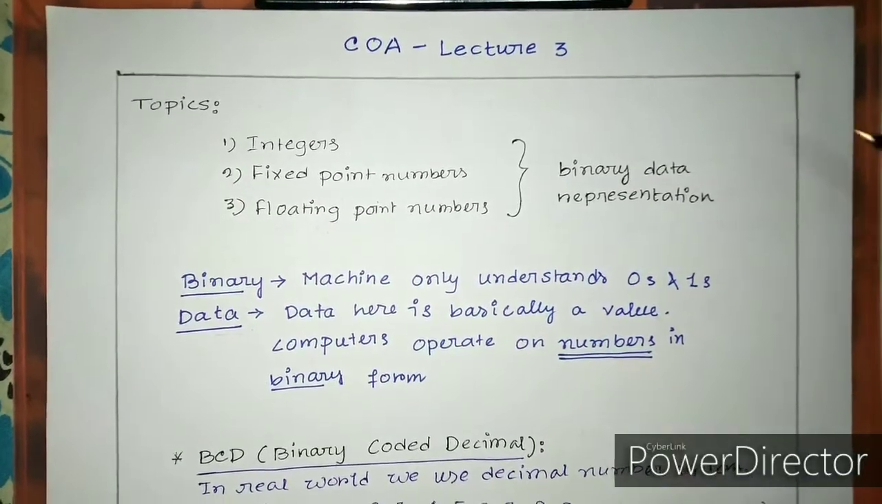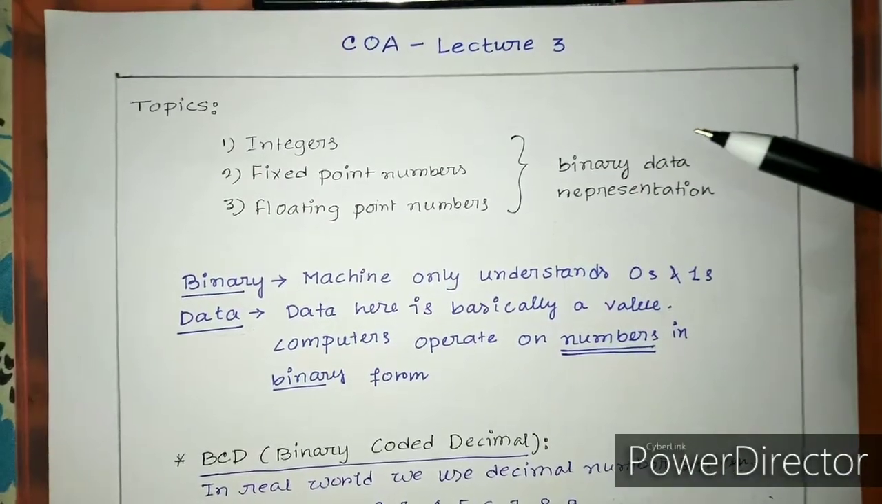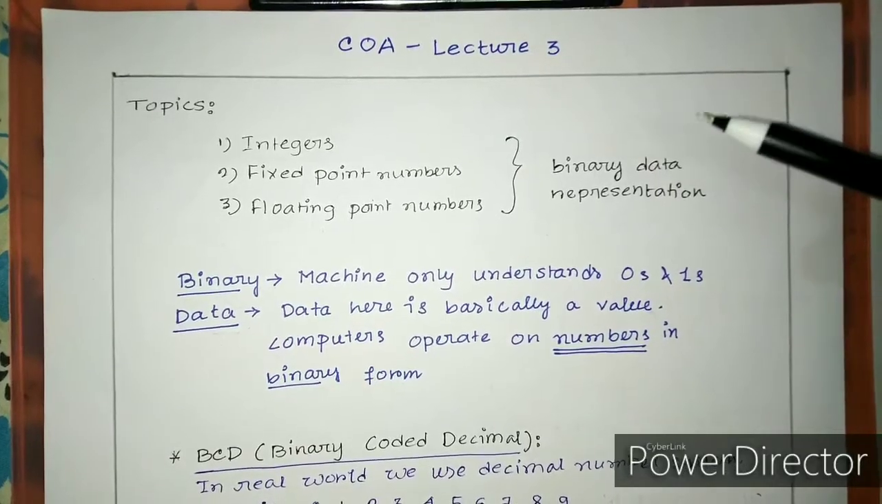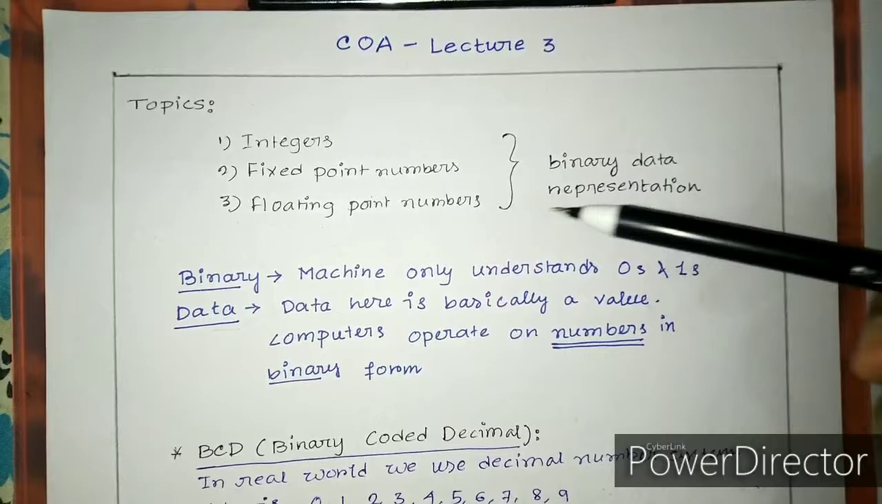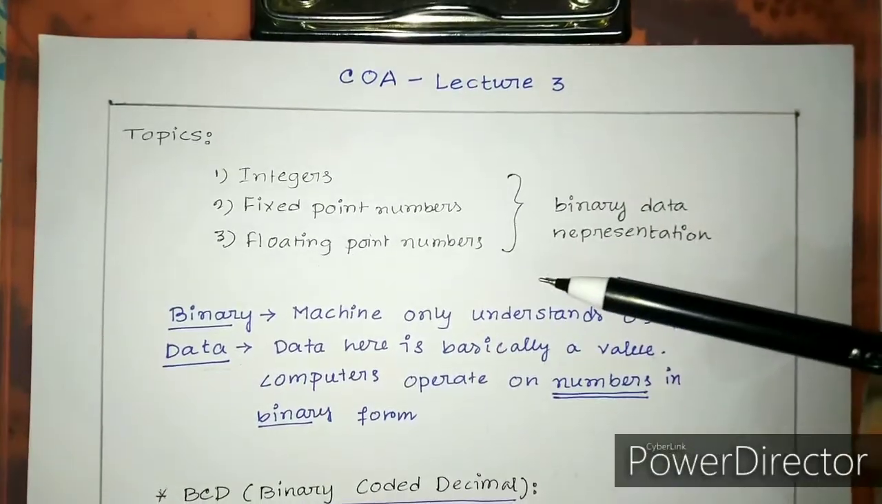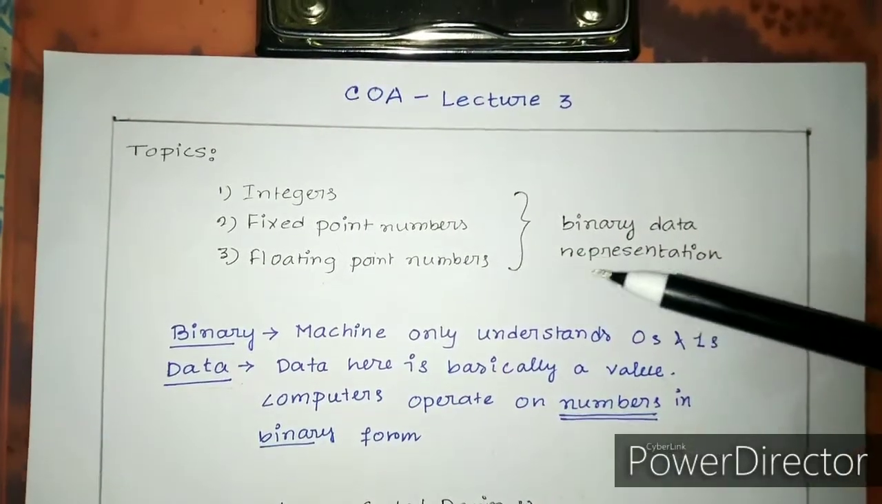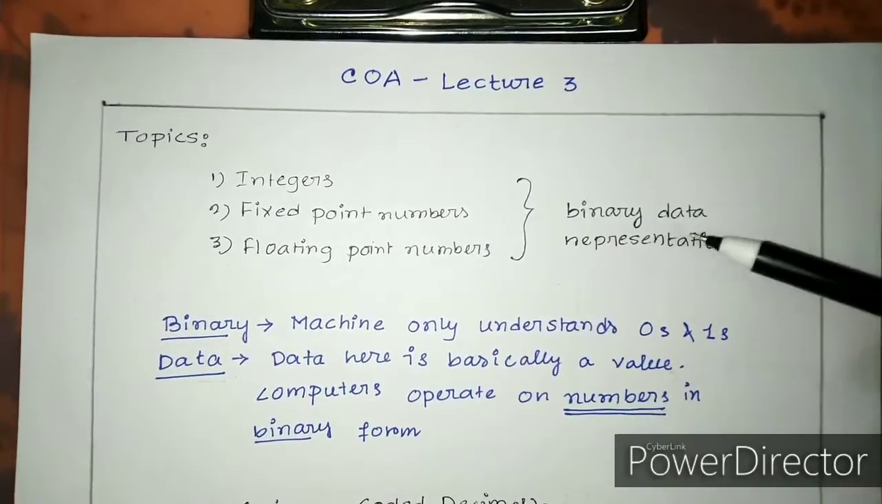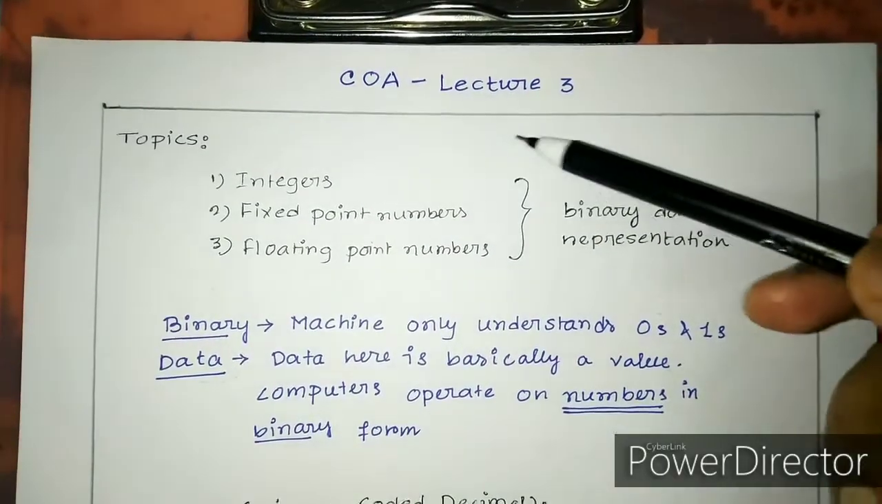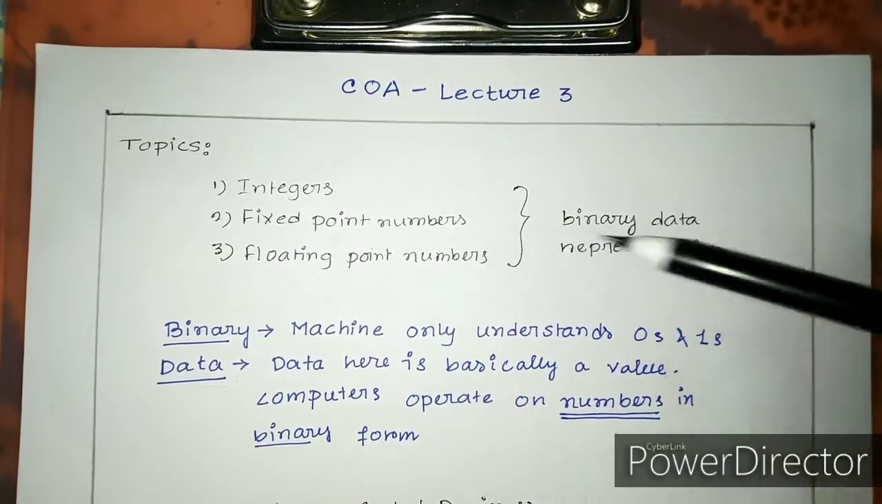Welcome everyone to the third video of the COA lecture series. In today's video, we will learn how integers, fixed point numbers and floating point numbers can be represented in binary form. Okay, the binary data representation of these numbers.